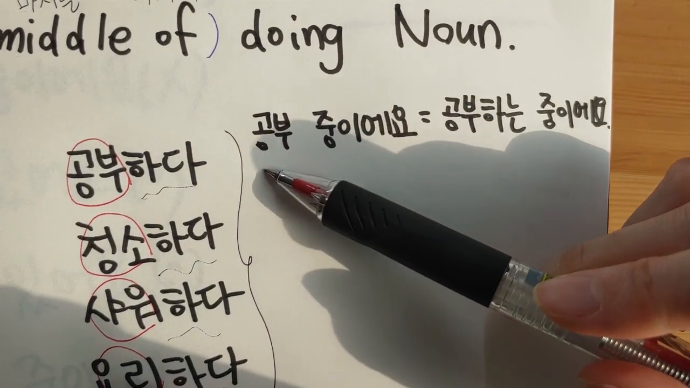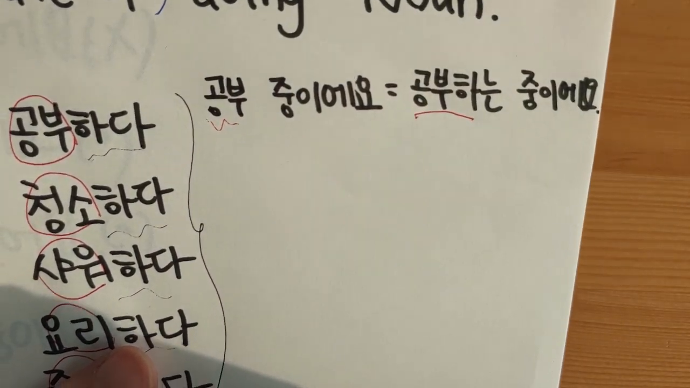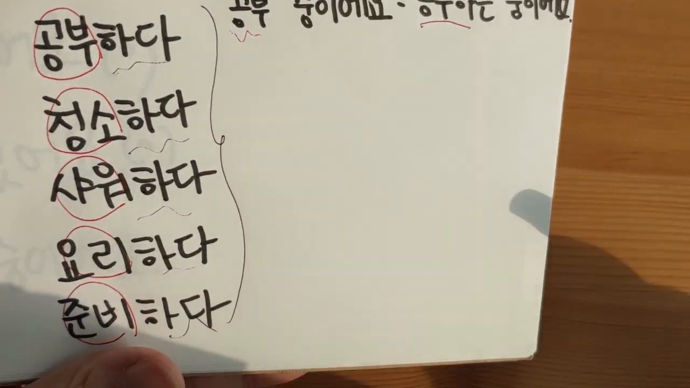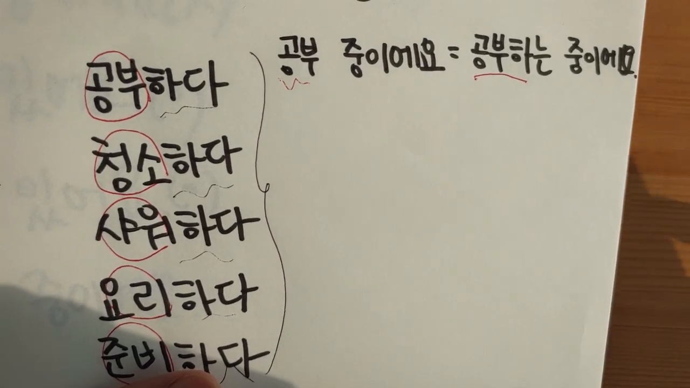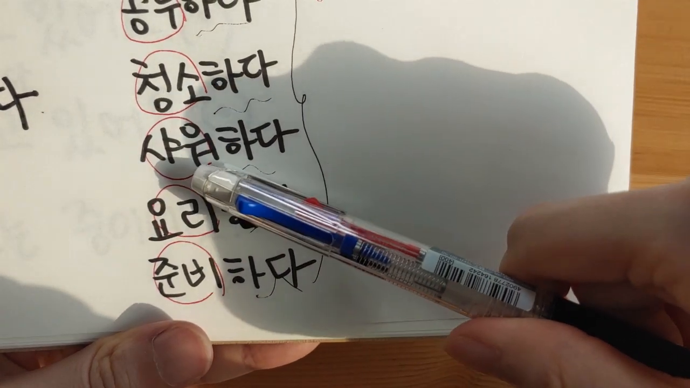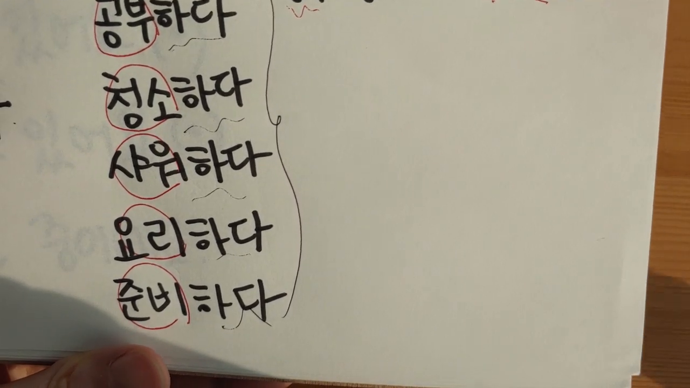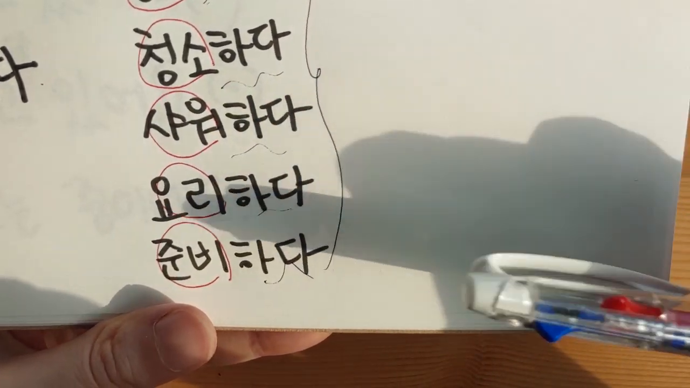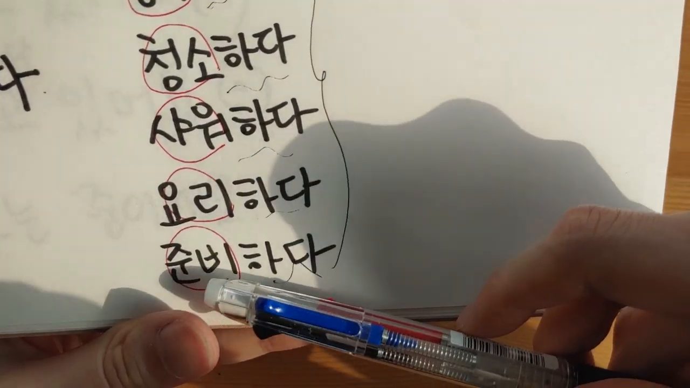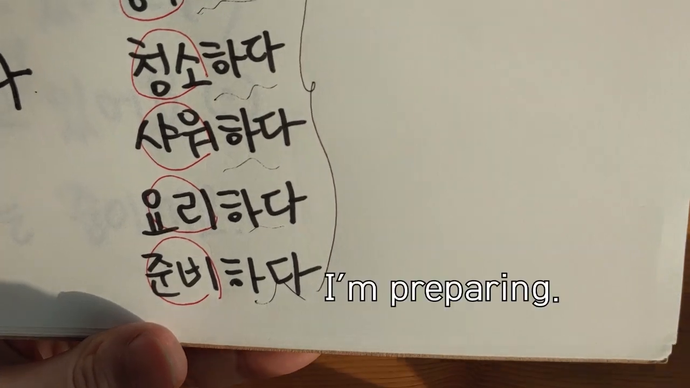So when you say 공부 중이에요, it basically means the same as 공부하는 중이에요. And same with the rest. 청소 중이에요 means 청소하는 중이에요. I'm cleaning. 샤워 중이에요. 샤워하는 중이에요. I'm taking a shower. 요리 중이에요. 요리하는 중이에요. I'm cooking. 준비 중이에요. 준비하는 중이에요. So this is not that difficult, is it?